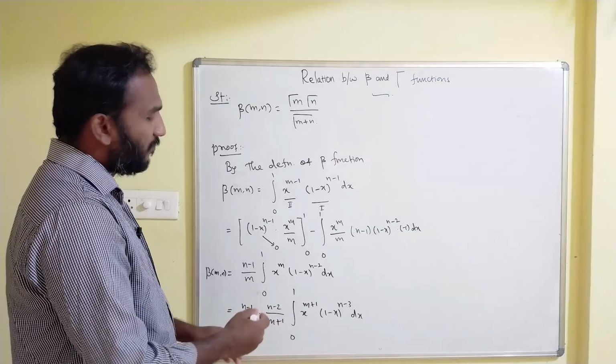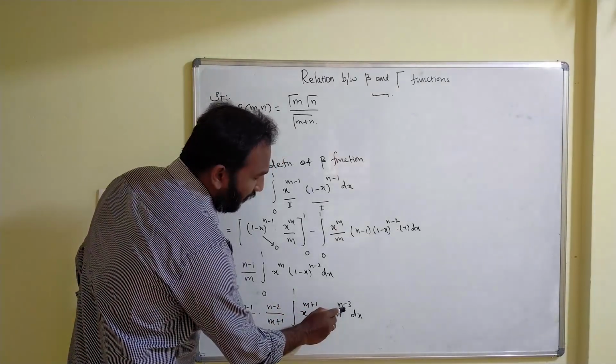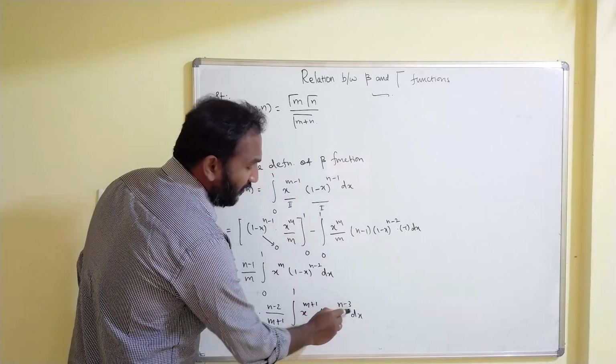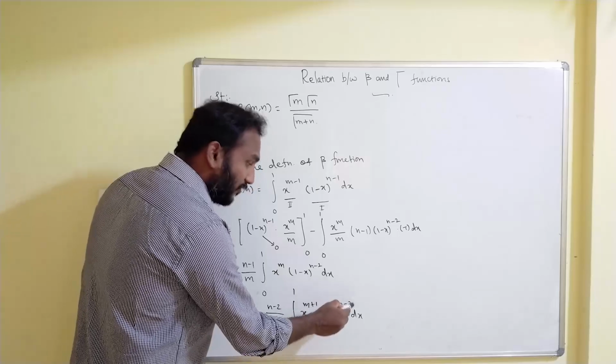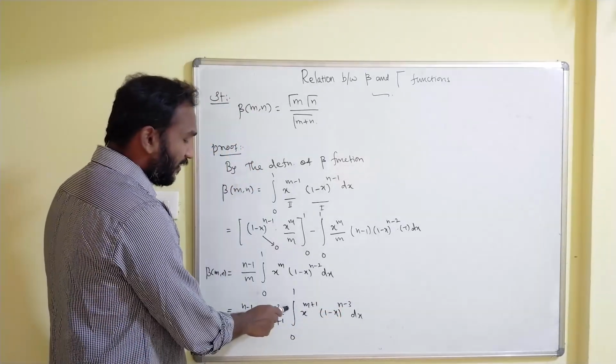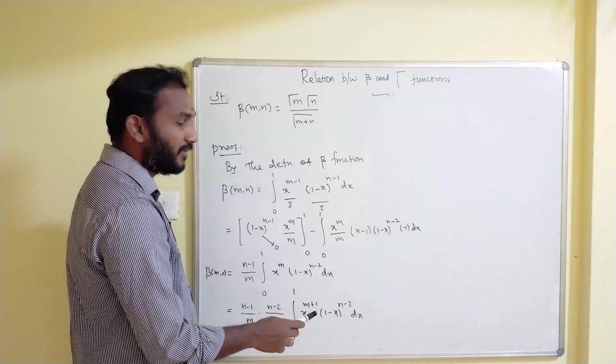If you perform this operation up to n, what will happen? It is 1 minus x power n minus n, so this term will become 0, that is 1 minus x power 0 into dx, right? And here the last numerator factor is n minus of n minus 1, that will become 1.